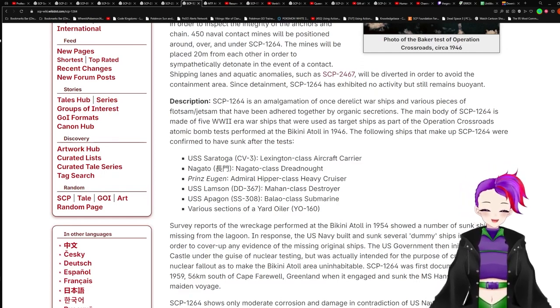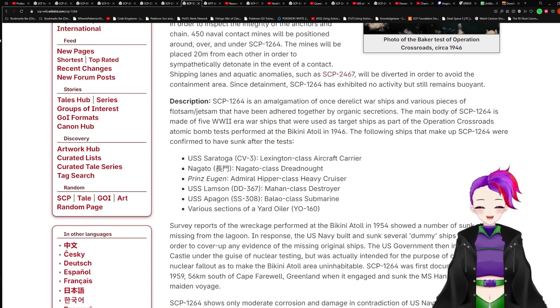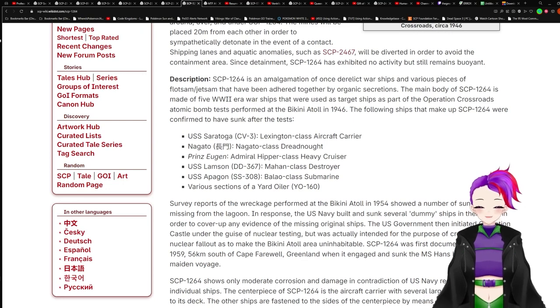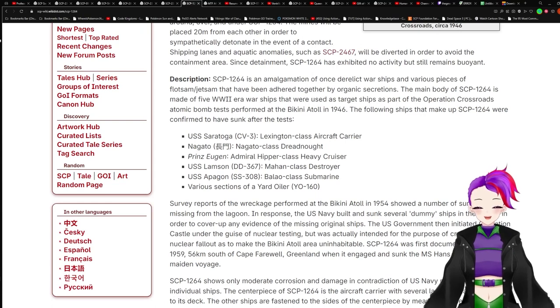Admiral Hipper-class heavy cruiser, USS Lamson, Mahan-class destroyer, USS Apogon, Balao-class submarine, and various sections of a yard oiler.